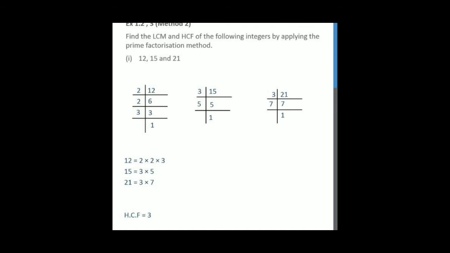Write the factors of 12, 15 and 21. It is very clear that only 3 is common in the three numbers 12, 15 and 21. So we don't need to find the highest. Only one number is common. So the HCF of 12, 15 and 21 is equal to 3.